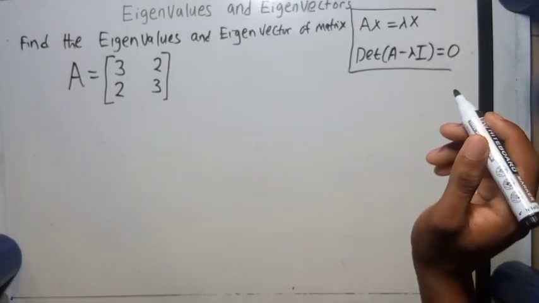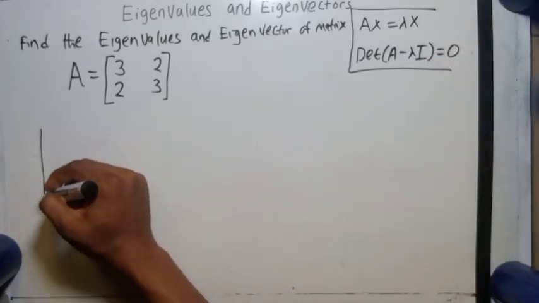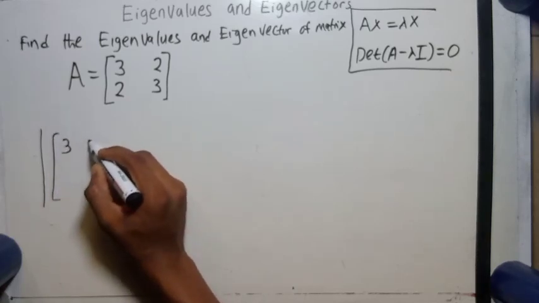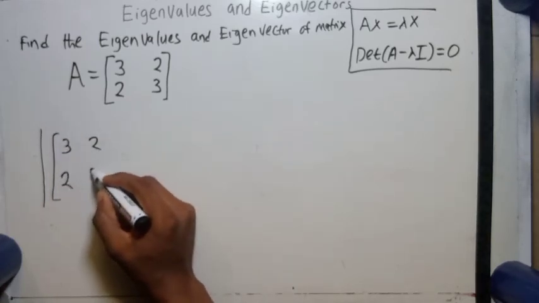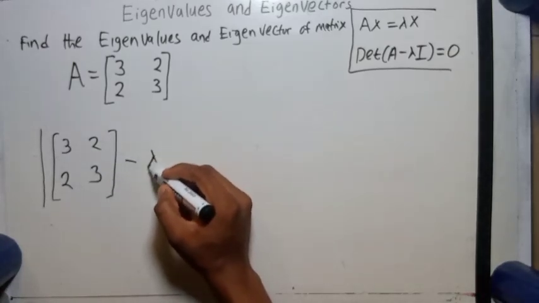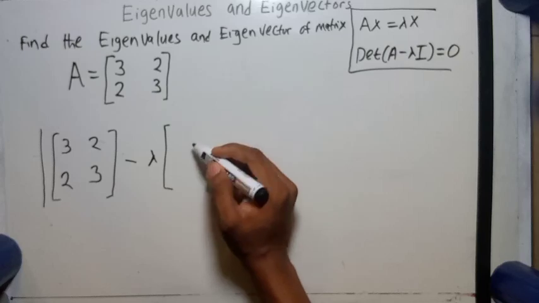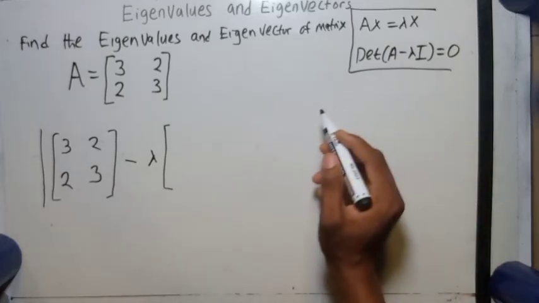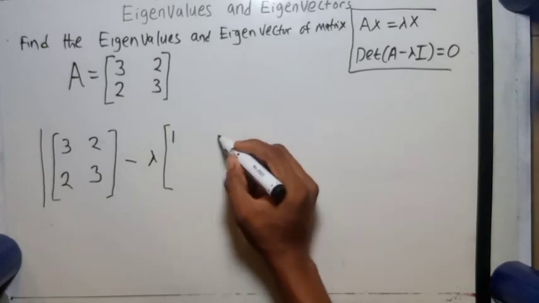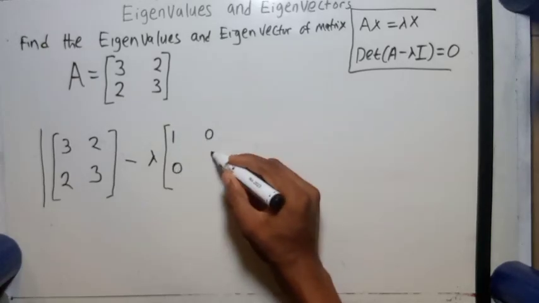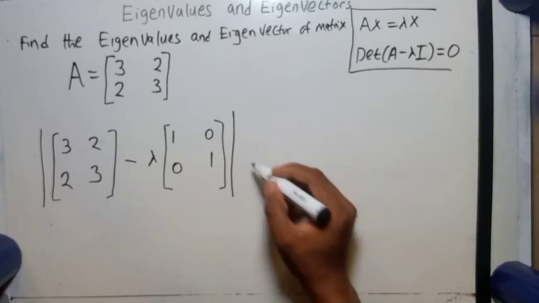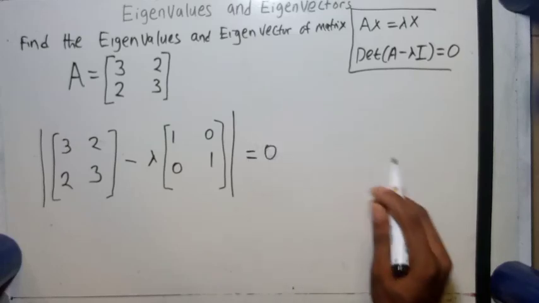Using this, we're going to have the determinant of [3, 2; 2, 3] minus lambda multiplying our identity matrix. The identity matrix is going to be a 2 by 2 because our A is 2 by 2. We're going to have [1, 0; 0, 1]. Also, the working here is quite easy.